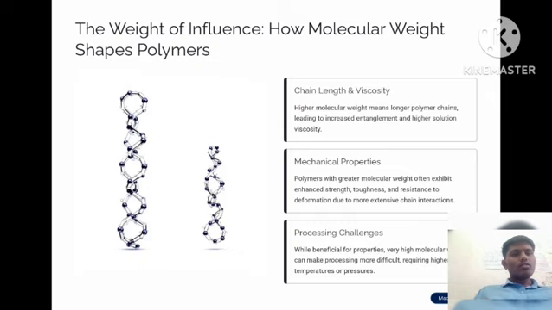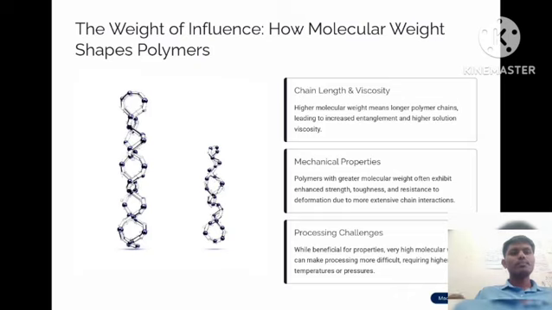Higher molecular weight means a longer polymer chain, because if the molecular weight increases, its chain length increases, leading to increased entanglement and higher solution viscosity. So its viscosity also increases, obviously. Next is mechanical properties. Polymers with greater molecular weight often exhibit enhanced strength, toughness, and resistance to deformation due to the more extensive chain interaction.